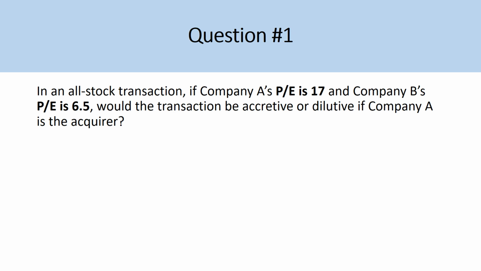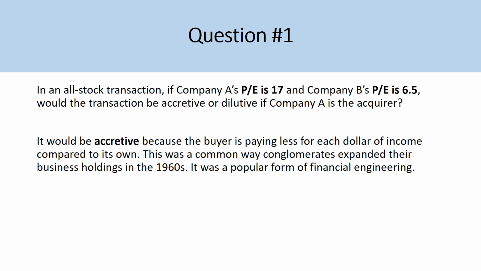In an all-stock transaction, if Company A's price earnings is 17 and Company B's price earnings is 6.5, would the transaction be accretive or dilutive if Company A is the acquirer? We already talked about the rule of thumb. In an all-stock transaction, if Company A's price earnings is 17, it would be accretive because the buyer is paying less for each dollar of income compared to its own. It's paying 6.5 relative to its 17, right?